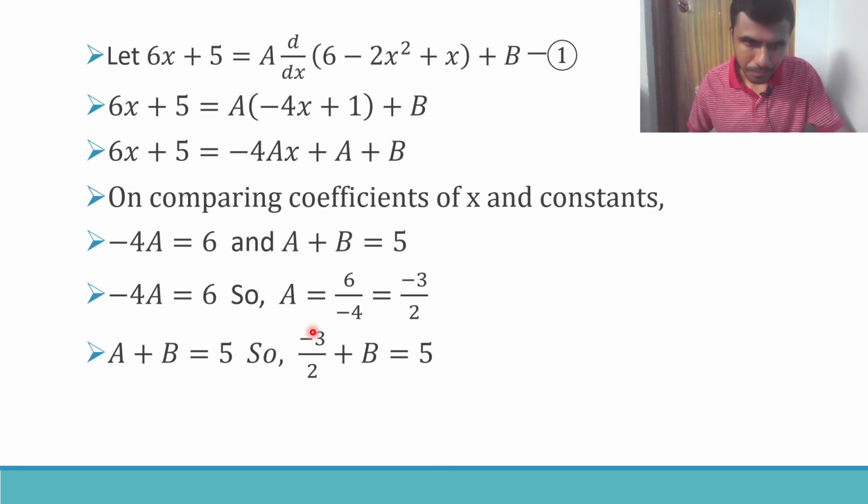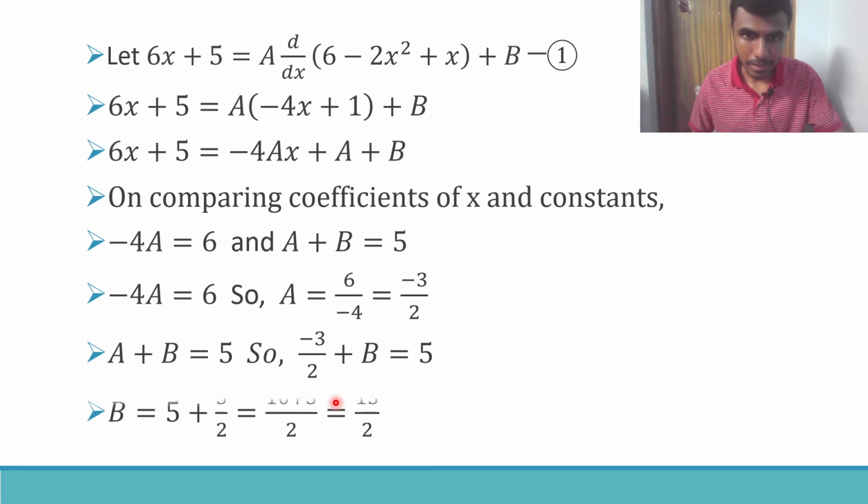Now next, a plus b is 5, right? We already know what a is, so put that. Minus 3 by 2 plus b is equal to 5. So send this minus 3 by 2 to the RHS. I'd get b is 3 by 2 plus 5, or 5 plus 3 by 2, anything. Now just take LCM. 5 twos are 10 plus 3 by 2, so 13 by 2. Okay, now we got a and b.